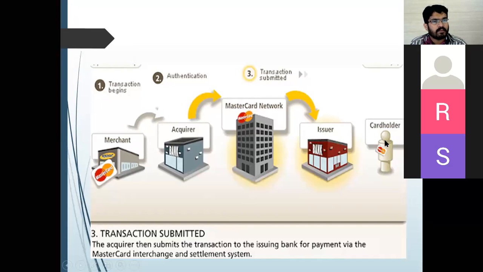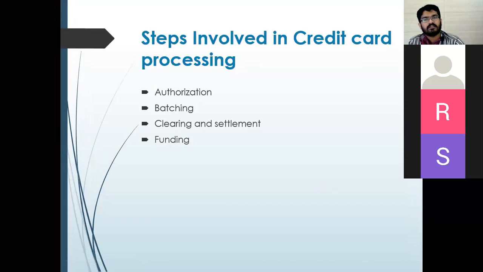Then while making payment, the card holder makes payment to the issuer, the issuer makes payment to the association, where settlement happens. The payment is done to the acquirer, and the acquirer makes the payment to the merchant. So this is how it flows back. Are you clear with that?